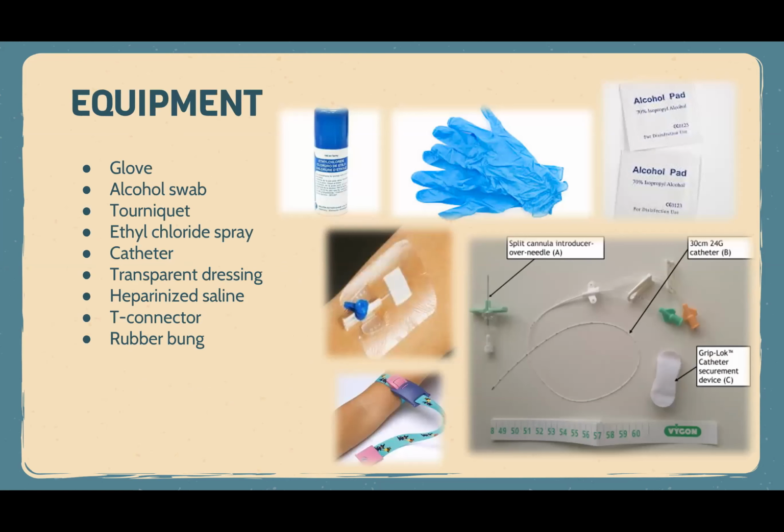So the equipment for cannulation: we need gloves, alcohol swab, tourniquet, ethyl chloride spray, catheter, transparent dressing, heparin saline, which is the anticoagulant, T-connector, and rubber band.